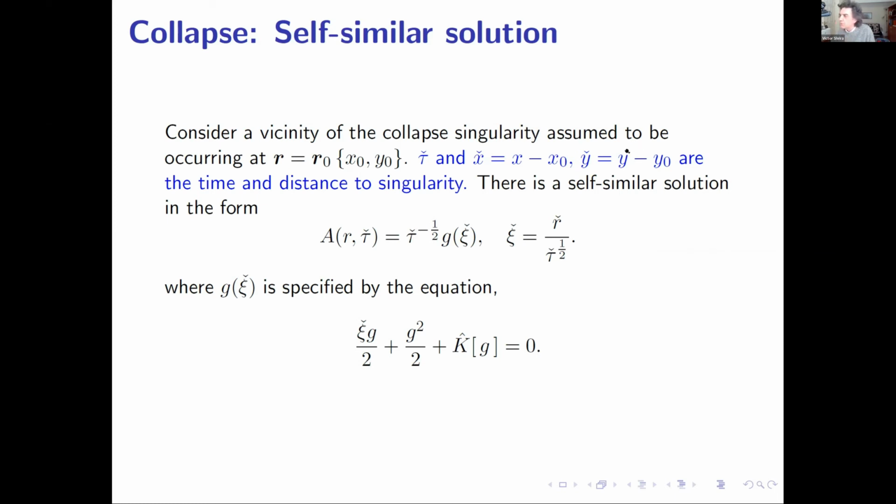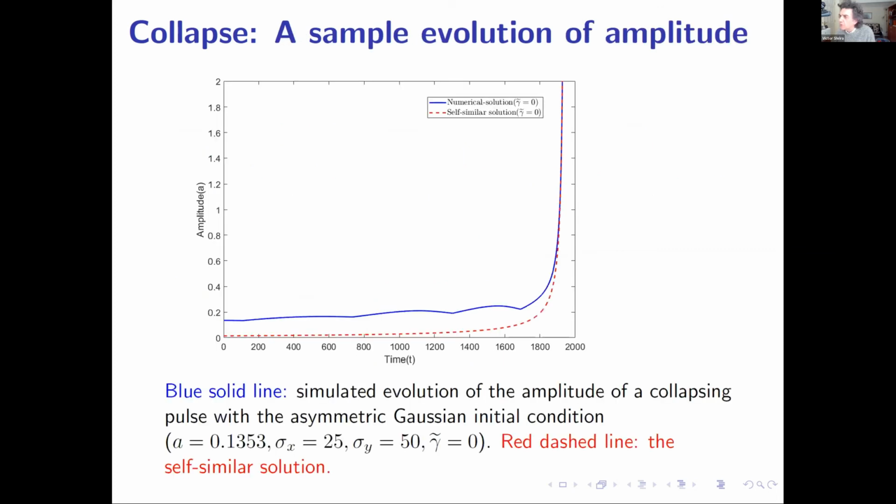In a certain vicinity of the singularity, it was possible to get a self-similar solution of this type, where tau is the time remaining to the singularity, and G is a function given by this equation. This is a sample evolution of amplitude. The blue line is the amplitude of a collapsing pulse with asymmetric Gaussian initial conditions, and here are the parameters. The red dashed line is the self-similar solution. So at some distance to the singularity, the curves coincide.